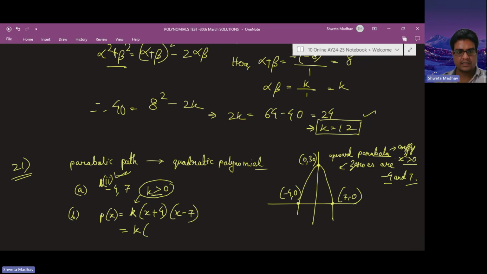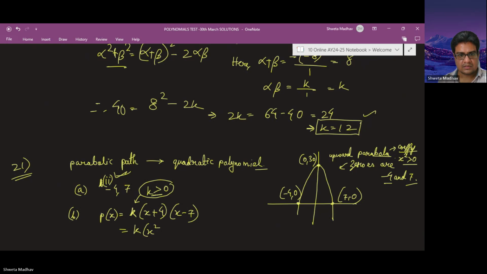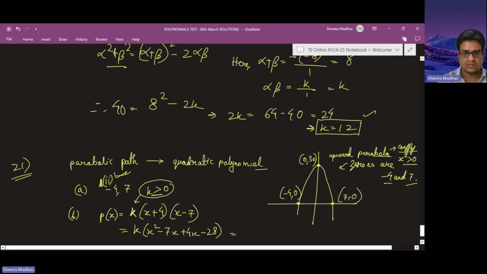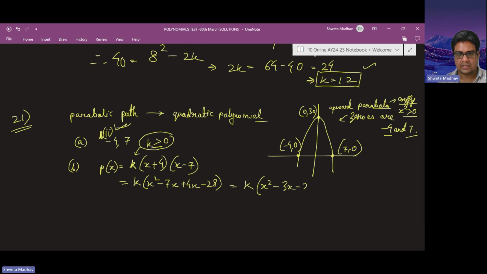Okay. So here the value of k should be more than 0 only. Since when it is an upward parabola, then the rule is the coefficient of x square should be greater than 0. So if we simplify it, then we will get x square minus 7x plus 4x minus 4 into 7, that is 28. So then we will get k into x square minus 3x minus 28.